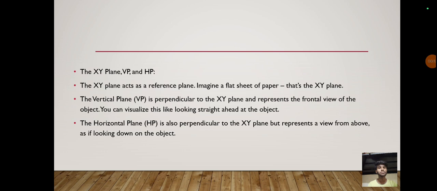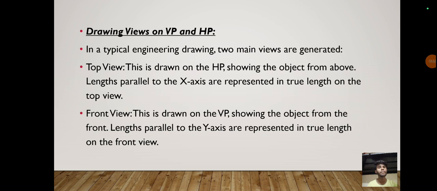XY plane, VP and HP. The XY plane acts as a reference plane. Imagine a flat sheet of paper, that's the XY plane. The vertical plane is perpendicular to the XY plane and is present in front of the object. You can visualize this like looking straight ahead at the object. The horizontal plane is also perpendicular to the XY plane but represents a view from above, as if looking down on the object.